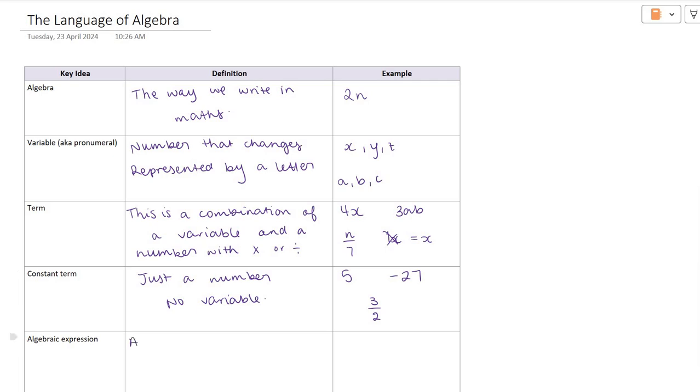Then we have an algebraic expression. This is a combination of terms, and these terms are always separated by a plus or a minus, okay? So a combination of terms separated by a plus or a minus, and there is no equal sign in an expression, okay? So an expression is just going to be one bit. That's a combination of different terms that can be separated by a plus or a minus. So if I combine some of our terms from up there before, this here would be an expression, okay?